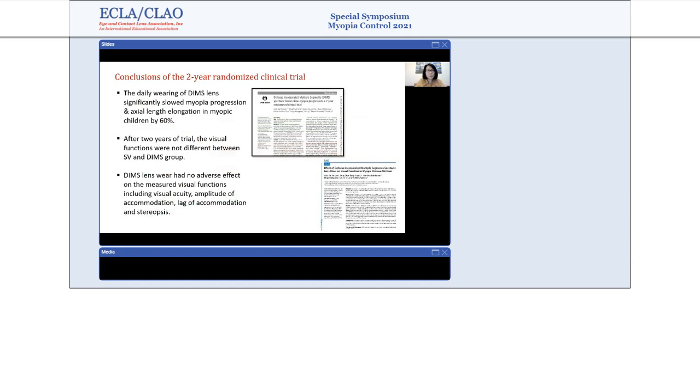So we conclude that daily wearing of DIMS lens significantly slows myopia progression and axial length elongation in myopic children by around 60% respectively. After 2 years of trial, the visual functions were not different between the two groups. So DIMS lens wear had no adverse effect on the measured visual functions, and this includes the distant and near visual acuity, amplitude of accommodation, accommodative lag, and stereopsis.